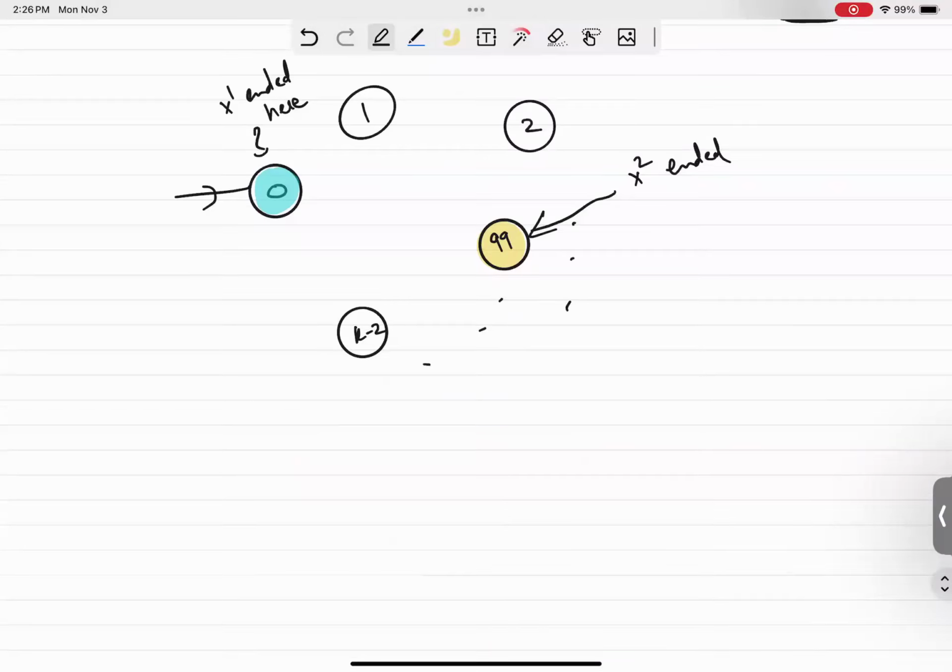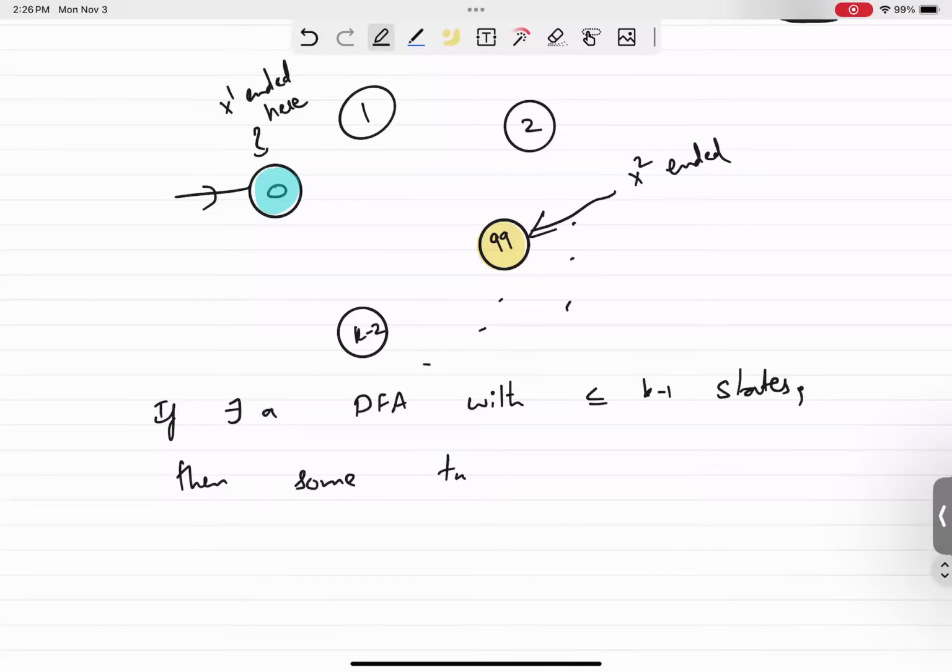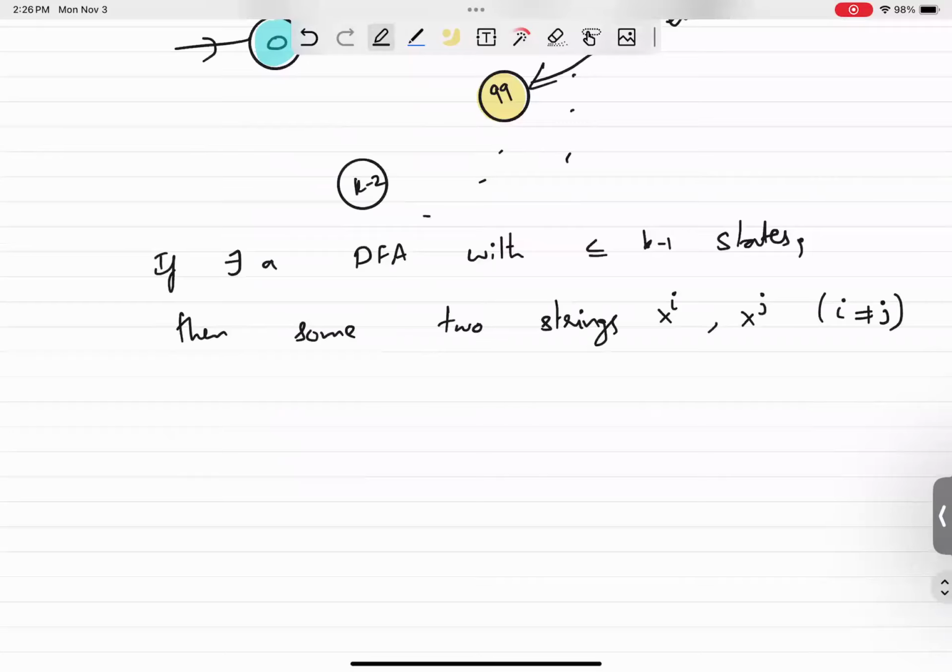So, if there exists a DFA with less than or equal to k minus 1 states, then some 2 distinct strings xi, xj end up at the same state, or let's say lead you to the same state.